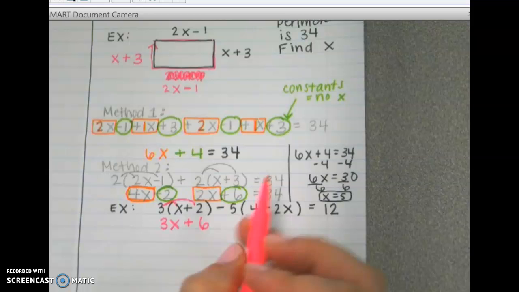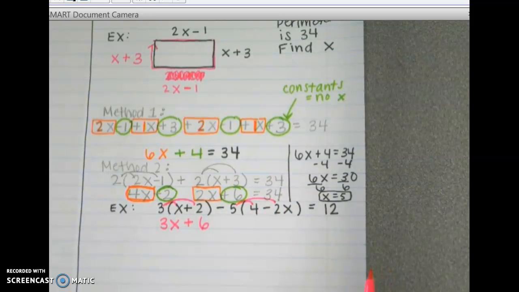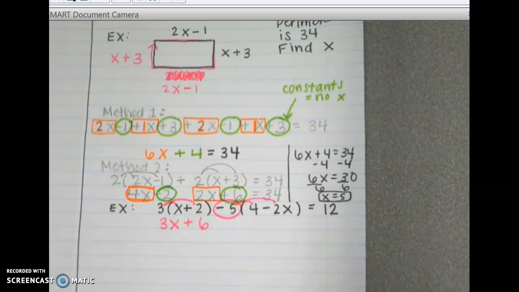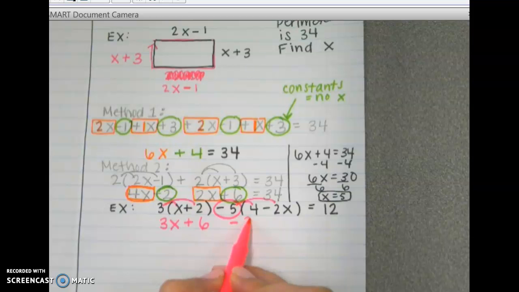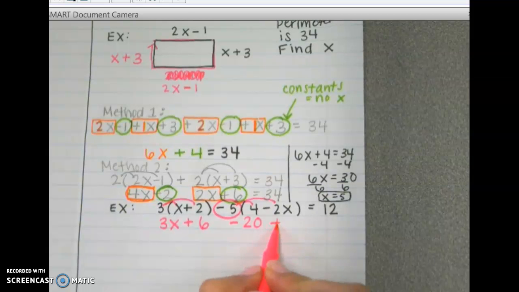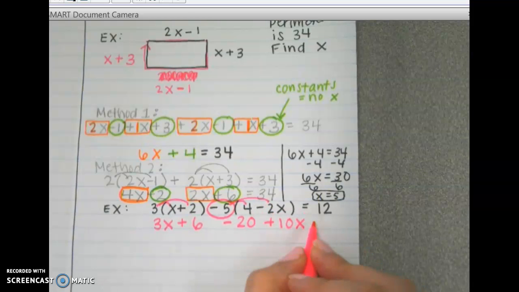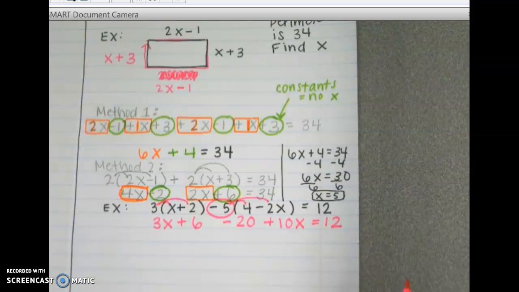All right, now I have another number outside a new set of parentheses, I'm going to have to distribute that as well. What I want you to pay attention to is that this number is negative. So when you're multiplying -5 to everything in the parentheses. So -5 times 4 is -20. -5 times negative, a negative times a negative is a positive. 5 times 2 is 10. It's 10x because it wasn't -5 times -2. It was -5 times -2x. And it tells me that that equals 12.